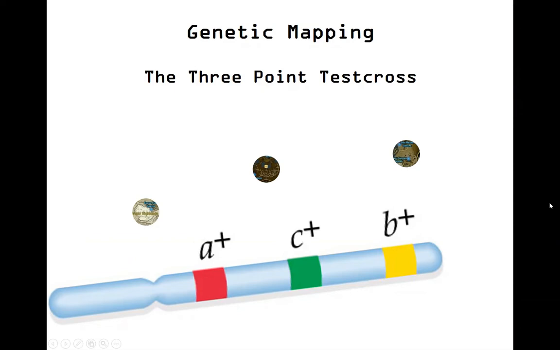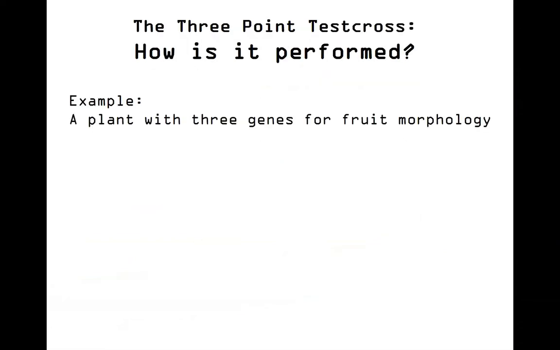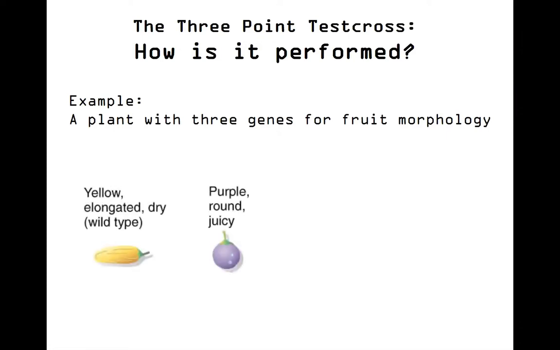A real example of this: we think about 3 genes corresponding to 3 physical traits. We can think about a plant that has 3 genes for fruit morphology. These 3 traits correspond to the color of the fruit that's going to be produced, either yellow or purple, so that's one of our traits. The overall shape of this fruit, elongated, sort of a longer shape, or round, and we're also going to see the juiciness of it. Is it going to be kind of dry, or is it going to have more juice? Okay, so these are 3 traits.